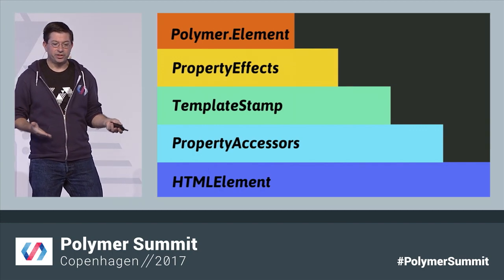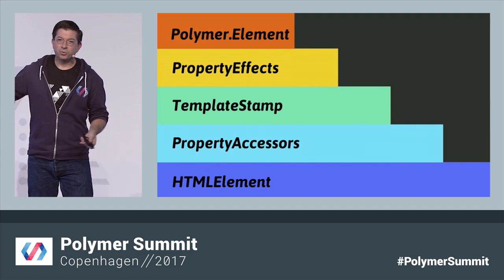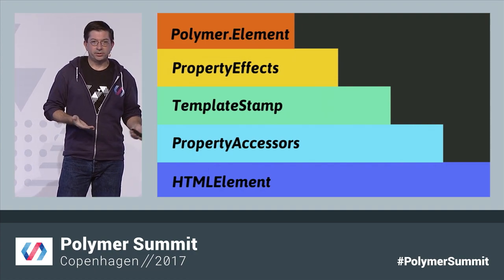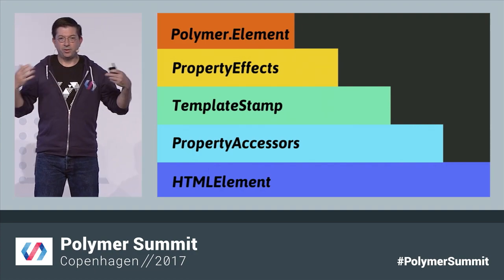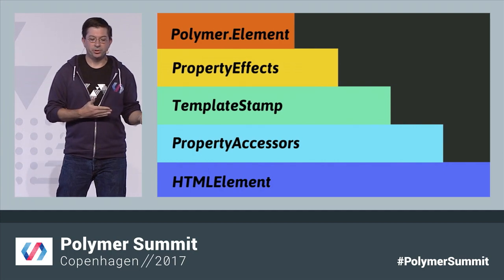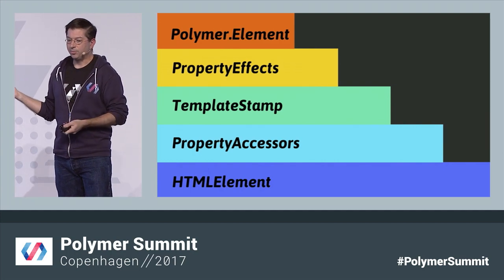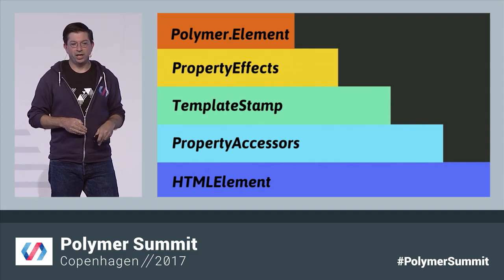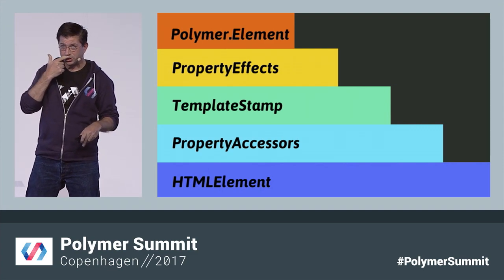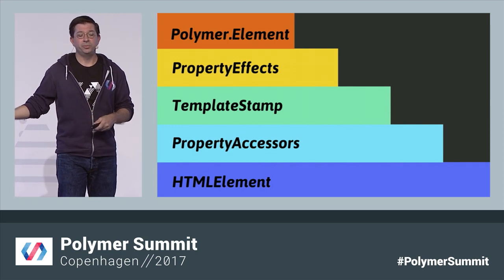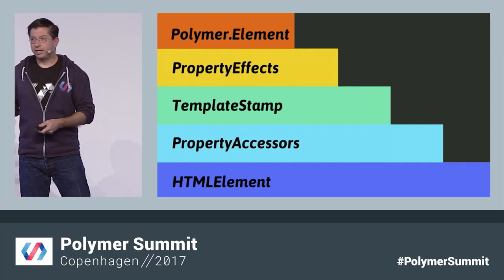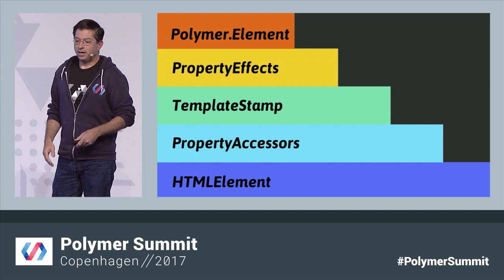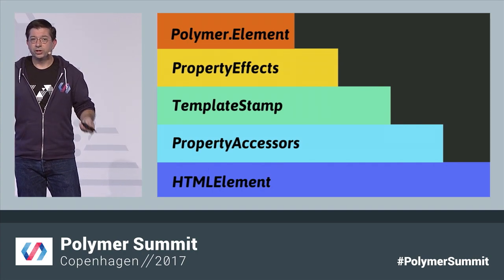We build on top of HTML element, and we have a number of mixins here. Property accessors helps us manage getters and setters and react to property changes. Template stamp helps you stamp a template. Property effects gives you data binding, and we wrap it all together in Polymer element, which we think is actually pretty good for building these application view elements. It's just about 12K minified and gzipped, and that's actually a pretty good trade-off here.